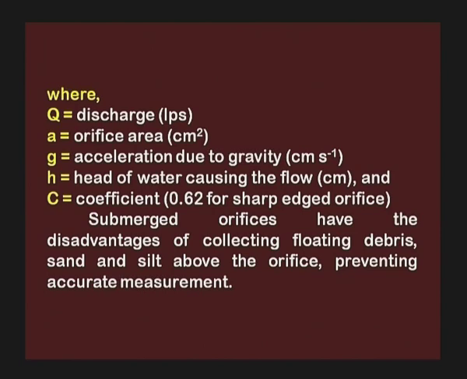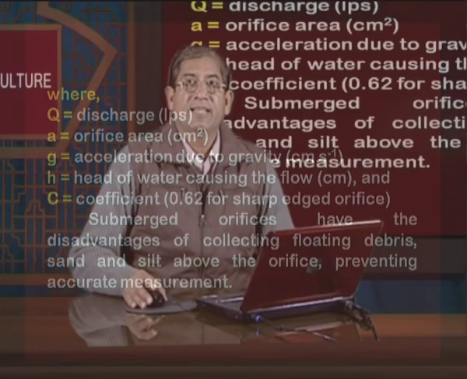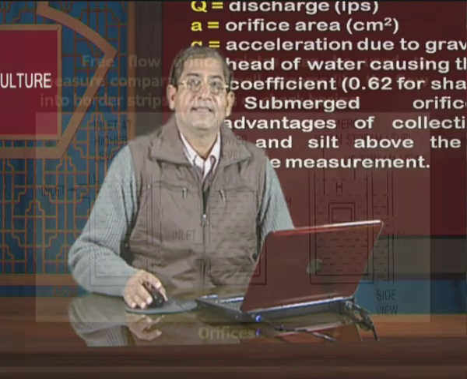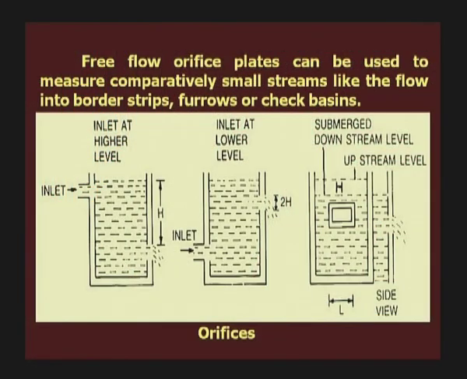Submerged orifices have the disadvantage of collecting floating debris, sand and silt above the orifice, preventing accurate measurement. Orifices may be used where the fall of the water is less, whereas in the case of weirs, only when the fall of water is more can weirs be used. Free flow orifice plates can be used to measure comparatively small streams like the flow into border strips, furrows or check basins. Different types of orifices have been shown in this figure.